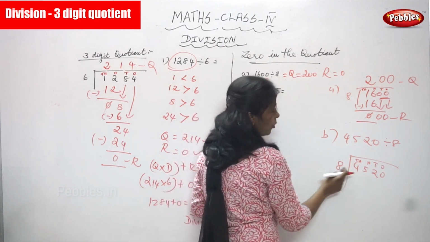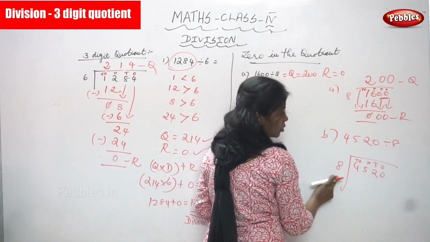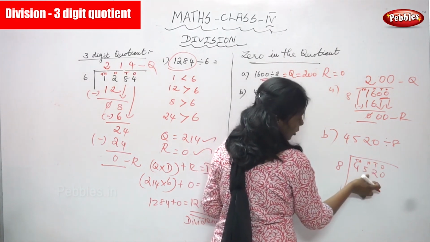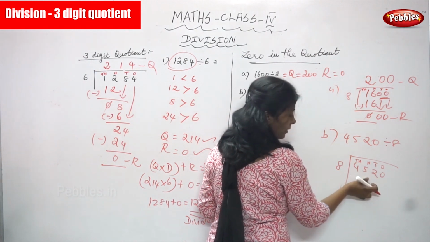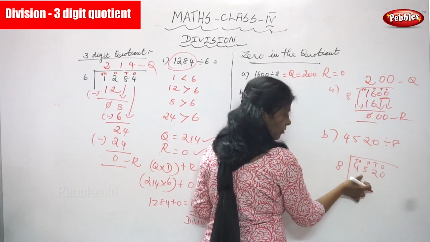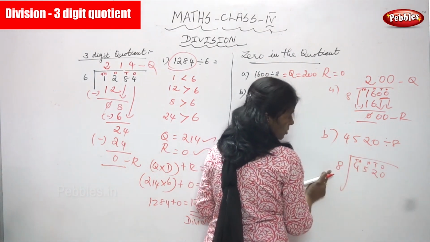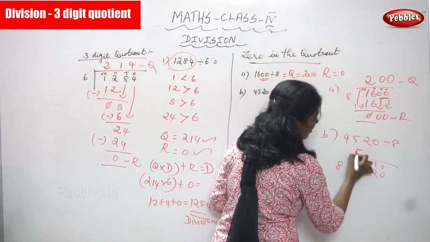So what are you going to do? Compare 4 and 8. 4 is less than 8, so you can't divide. You go to the next, the 100 place value. What is the number in the 100 place value? 5. So 4 and 5 you combine, that is 45. 45 is greater than 8. In 45, how many times does 8 go? 8 5s are 40.